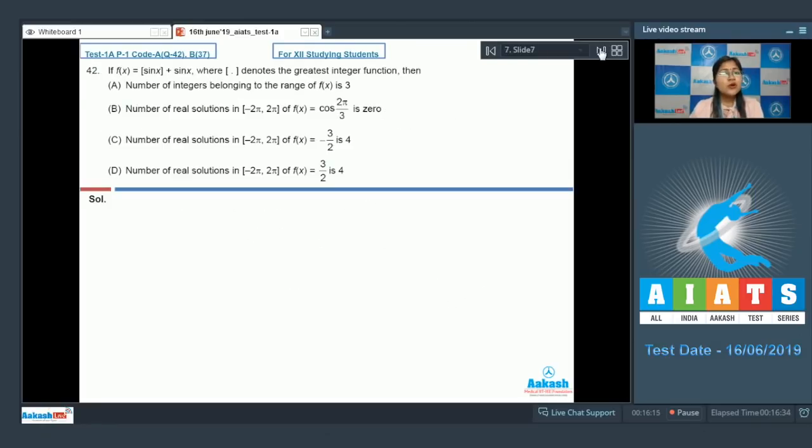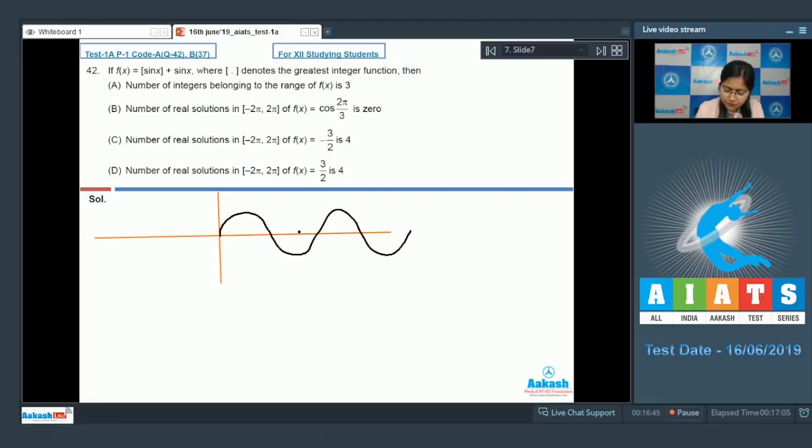Next is question number 42. A very beautiful question. So, let's solve it. Here it has been given that f(x) is equal to greatest integer of sine x plus sine x. Right? So, we have to talk about the range of f(x) and all. Now, to solve this, we will definitely make the graph of this function. So, let's firstly make the graph of sine x, in the negative side also. So we have to talk about the graph from minus 2 pi up till 2 pi, right? So this is the graph of sine x.